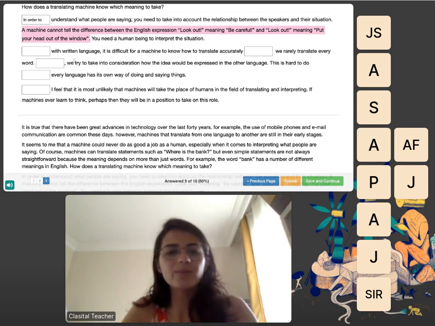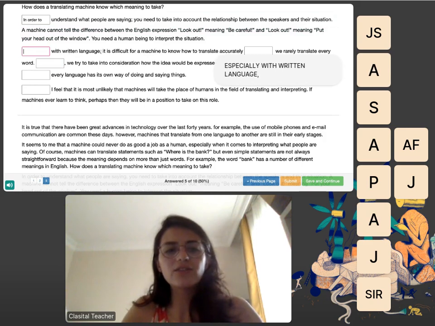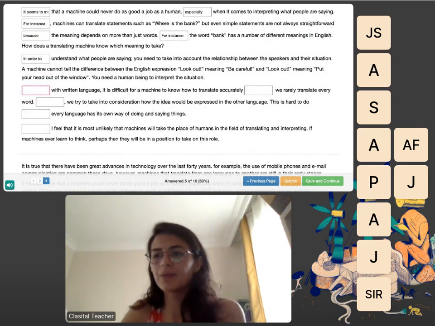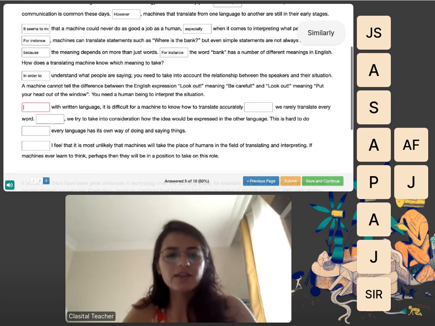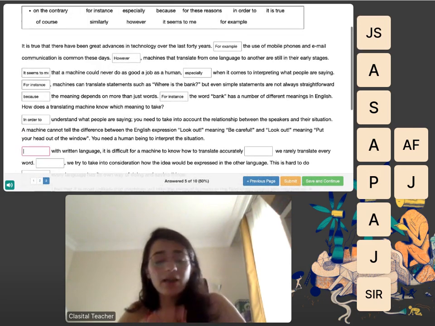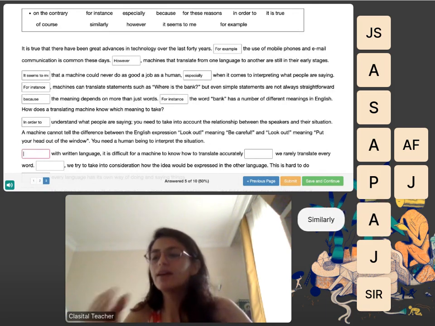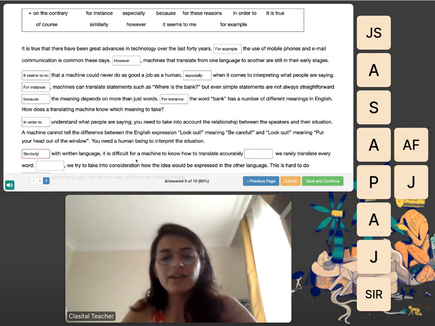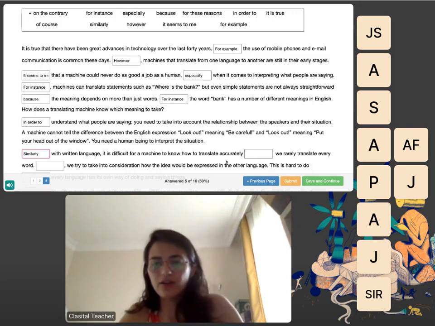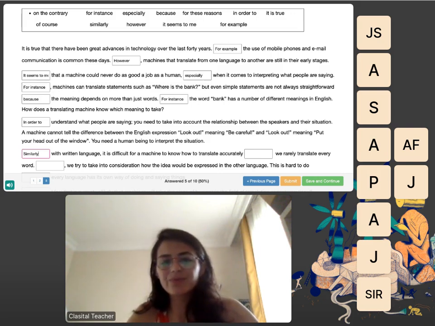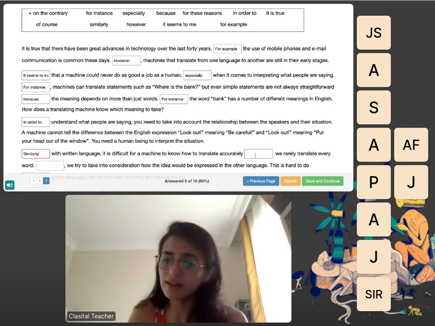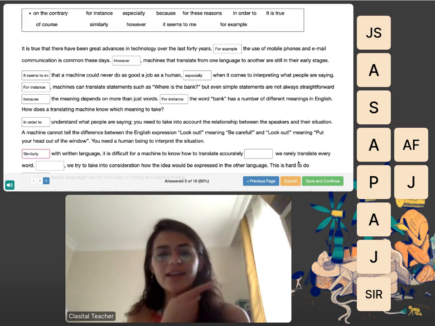Let's move on to the second point. So it says, something with written language, it's difficult for a machine to know how to translate accurately. So let's look at our options again. Something with written language. Yes, similarly with written language. It's difficult for a machine to know how to translate accurately. Something we rarely translate every word. So a machine cannot know how to translate accurately, something we rarely translate every word.